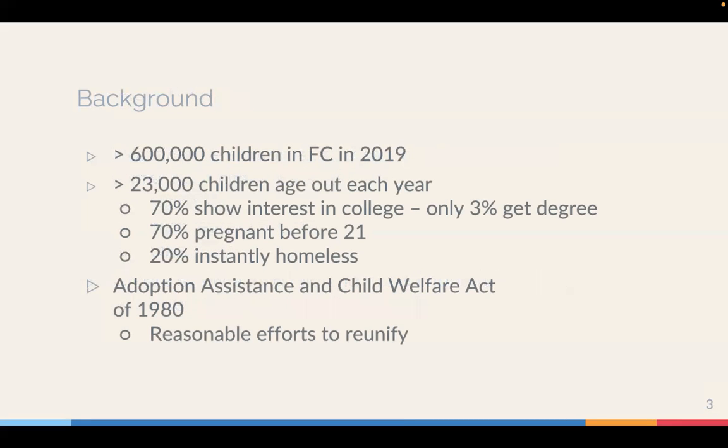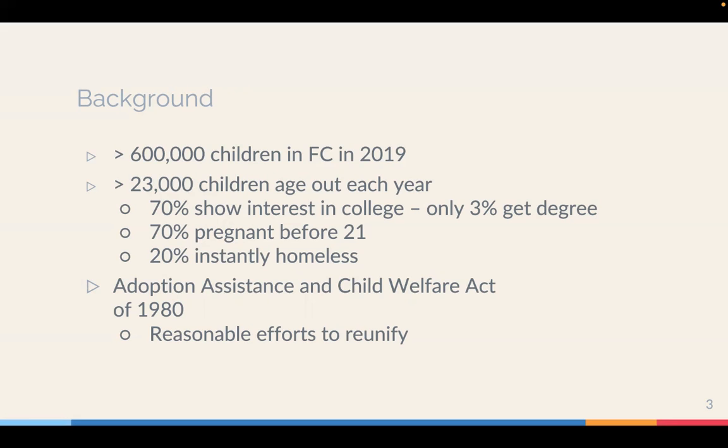So some background. In 2019, which is the year of the data that I was working with, there were over 600,000 children in foster care. Additionally, over 23,000 children age out of foster care each year, which means that they reach 18 and are no longer part of the system as adults. And aging out of the system has some very detrimental impacts for a lot of individuals. So although many foster children show interest in college, only about 3% of children who age out get a degree. Additionally, 70% of women who age out are pregnant before 21, and 20% of individuals become instantly homeless when they age out of the system.